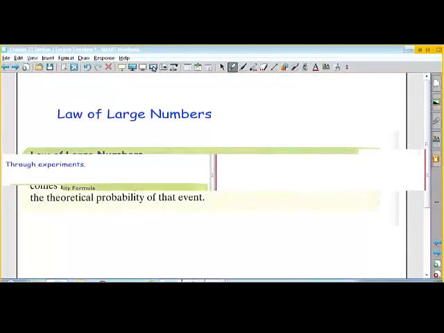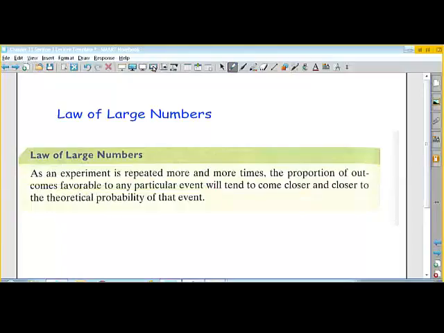So this is what I'm trying to lead up to: the law of large numbers. As an experiment is repeated more and more times, the proportion of outcomes favorable to any particular event will tend to come closer and closer to the theoretical probability of that event.